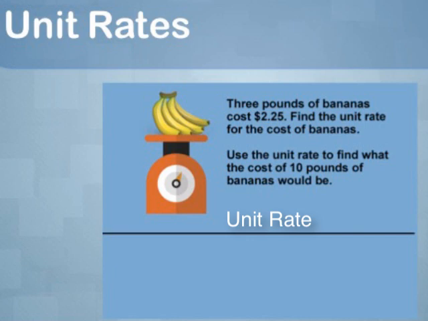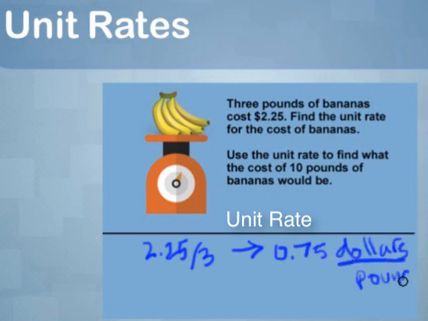A unit ratio is simply a ratio when, in fraction form, it has a denominator of 1. And the simplest way to get a unit rate is to divide the numerator by the denominator. Take the ratio 2.25 over 3 and divide 2.25 by 3. We get $0.75 per pound. In other words, the unit rate is 75 cents a pound.